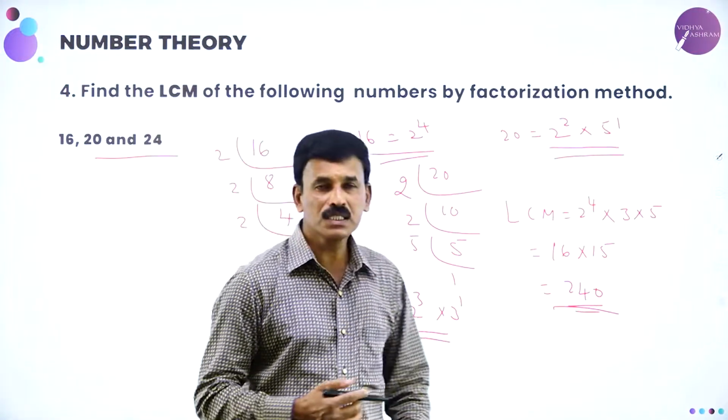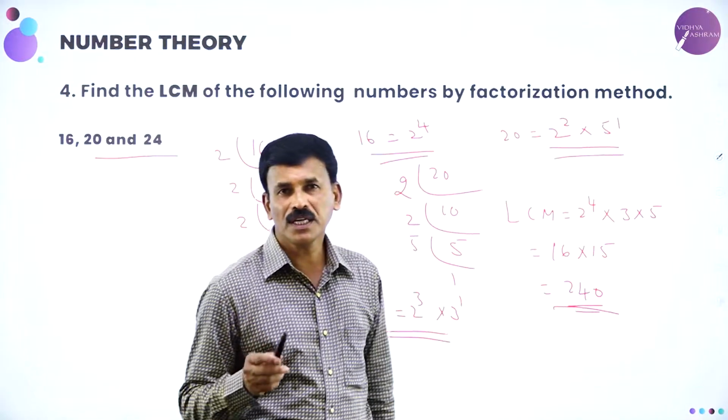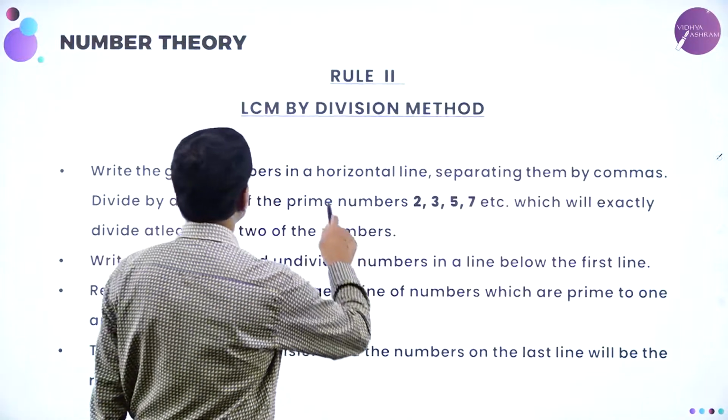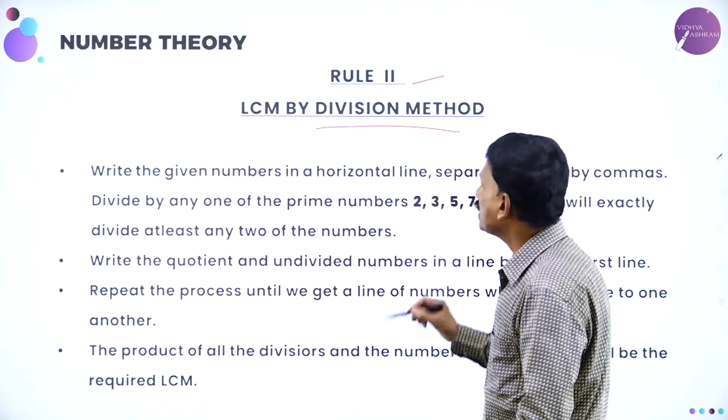Hope you followed. This is how we find the LCM using the factorization method. Now you have an idea how to find the LCM by factorization method. Now let us come to the next concept, that is LCM by division method, rule number 2, the second method.